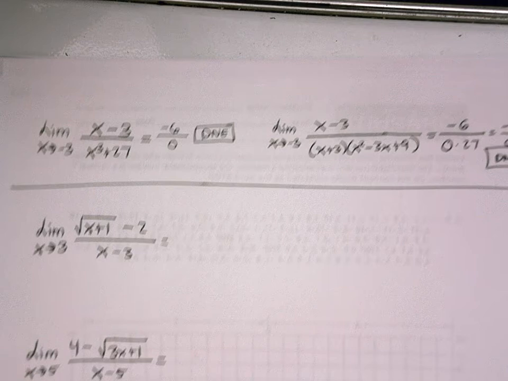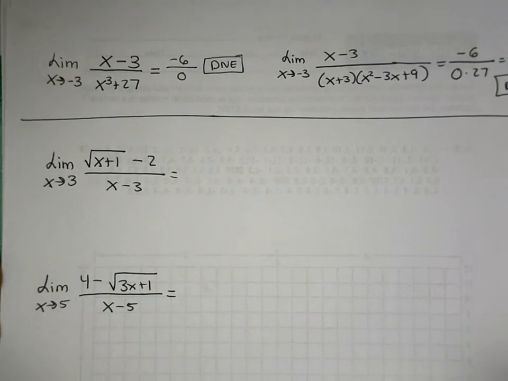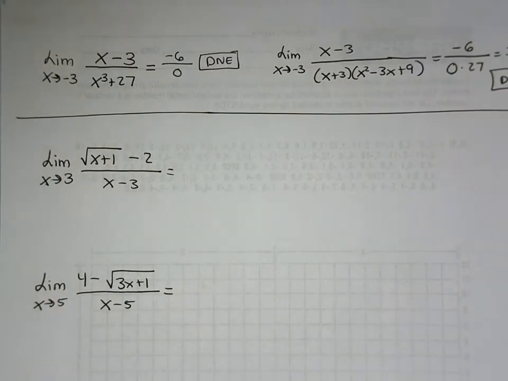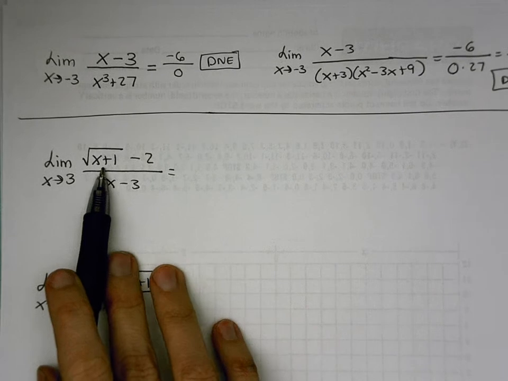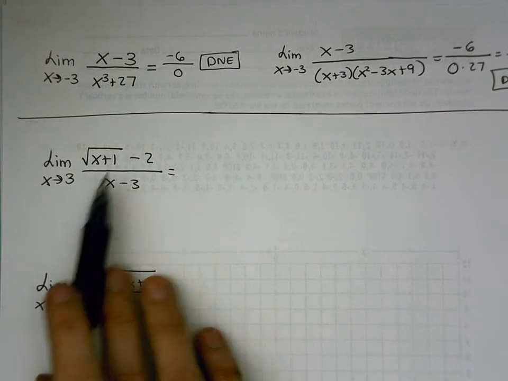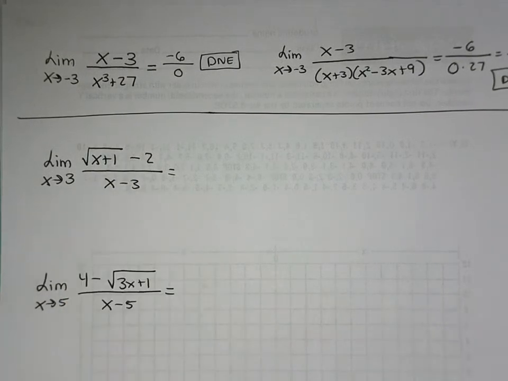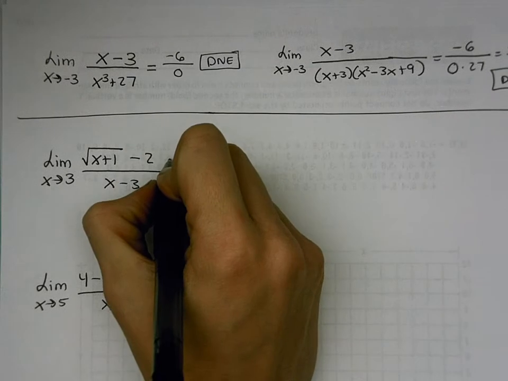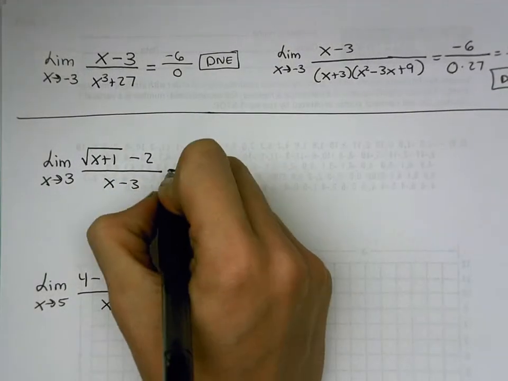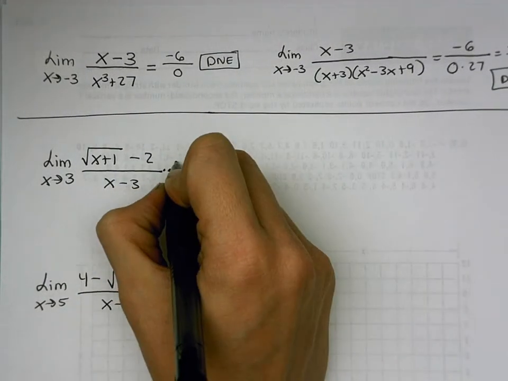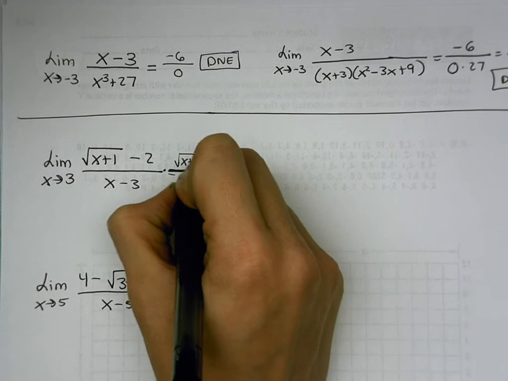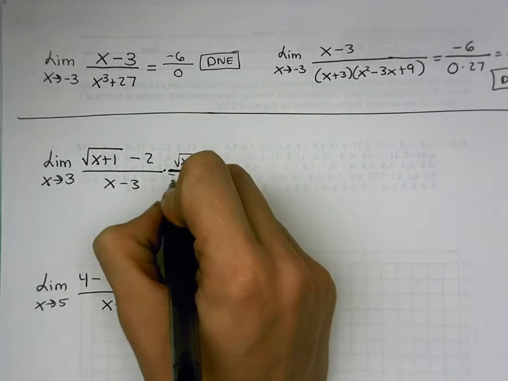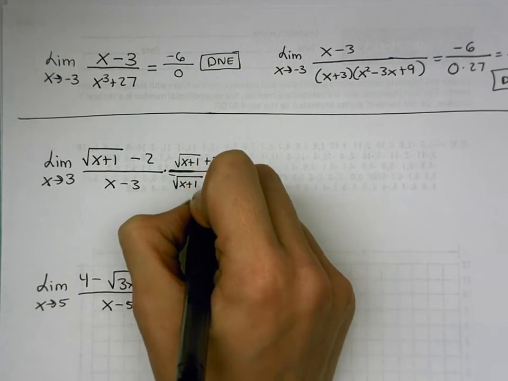Okay, next up, we've got these two. So go ahead and pause the video, give this one a shot, restart it when you are ready. Okay, when I plug in 3 here, I get root 4, which is 2, minus 2, which is 0, over 0, which is not allowed. So this is where I'm going to be multiplying by the conjugate. So I'm going to go ahead and lengthen this times root x plus 1 plus 2 over root x plus 1 plus 2.